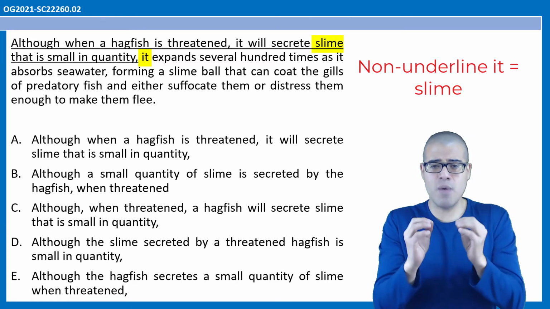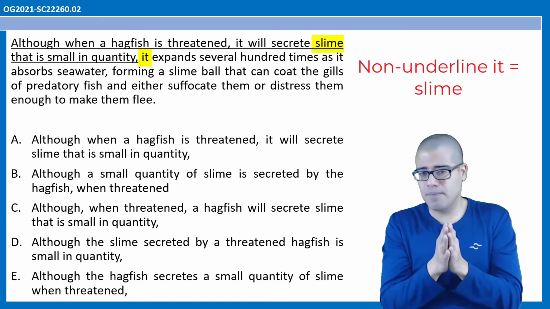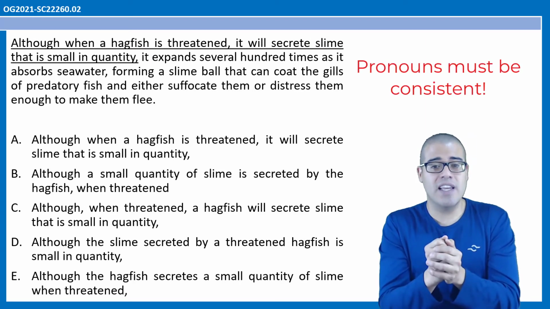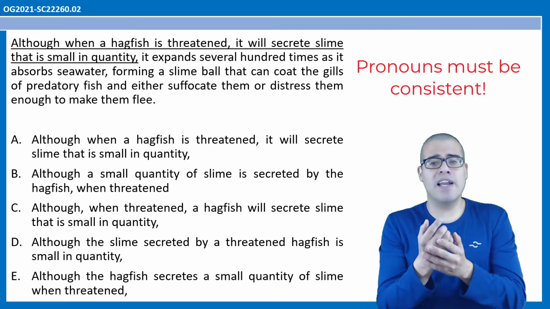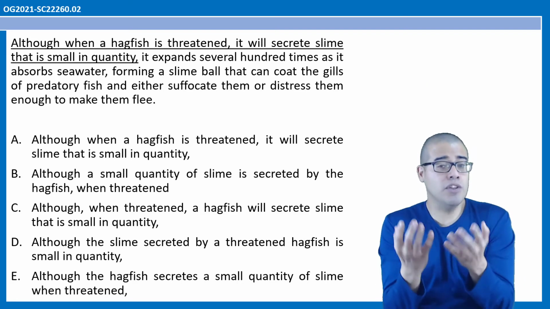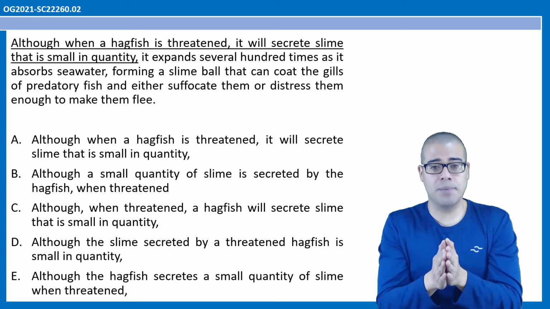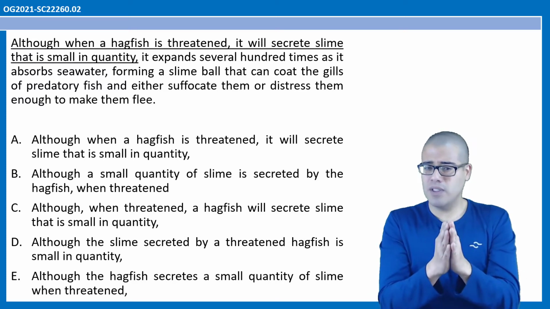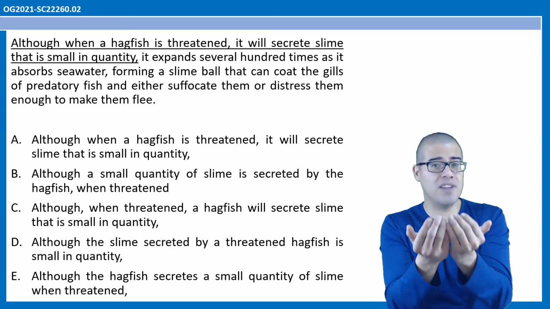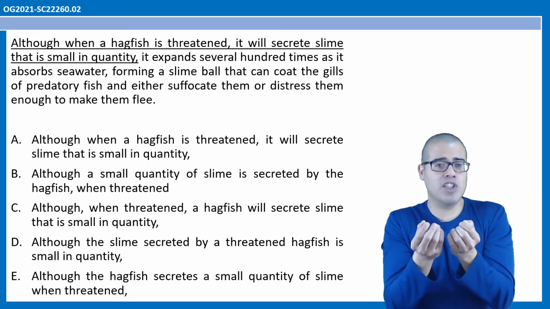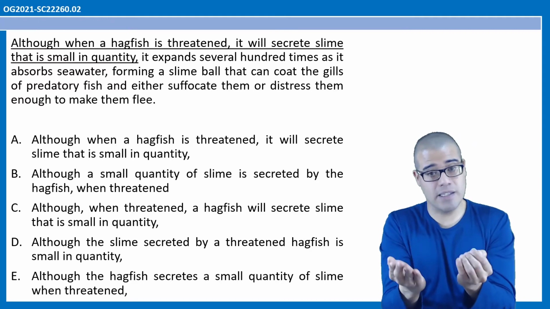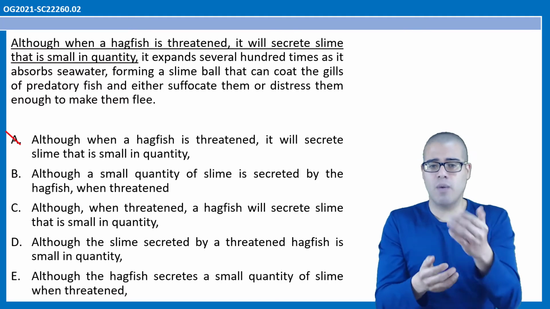So in A we have this pronoun problem because the pronouns must be consistent throughout the sentence. In other words, if the underlined it refers to hagfish, the non-underlined it should also refer to hagfish, and that is a problem here. Also, after although, ideally, we should have a subject verb. And the subordinated subject, in other words, the subject after although, has to be compatible with it. Okay? A is wrong. What about B?